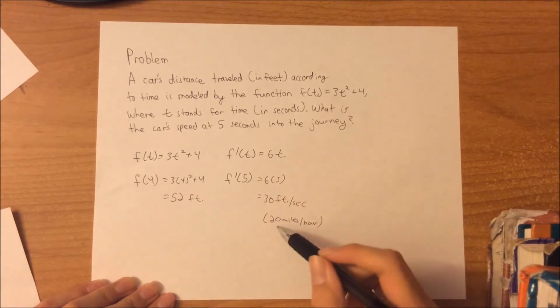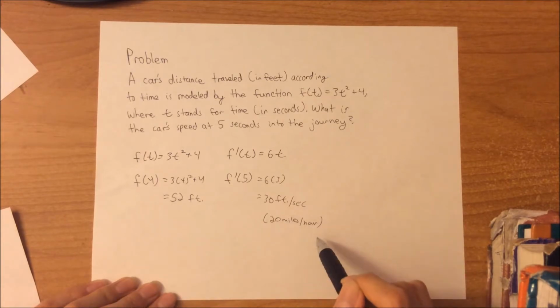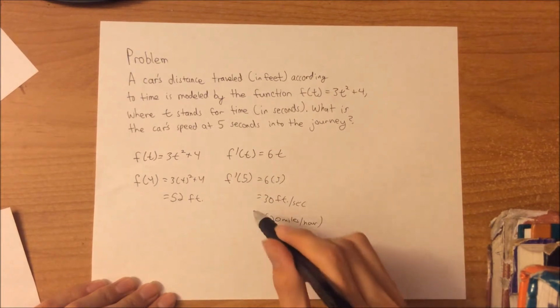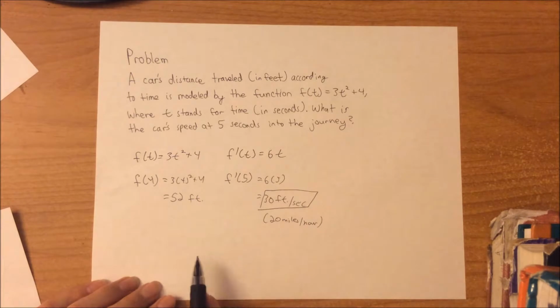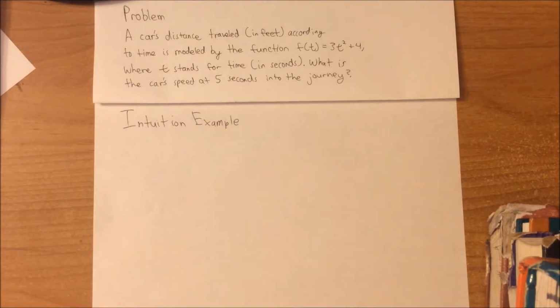So the car is traveling at 30 feet per second, or 20 miles per hour, at 5 seconds into the journey. So even though we know how to solve the problem, we don't really know why taking the derivative gives us the speed. So I'm going to try to explain that in our intuition example. So let's move on to our intuition example.